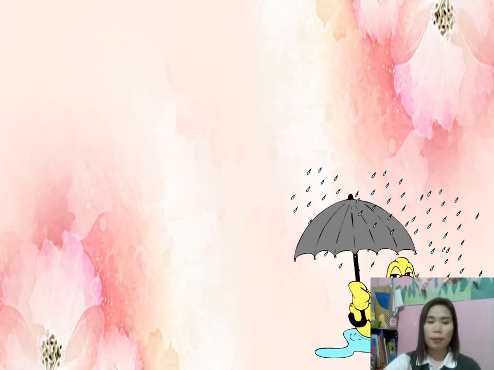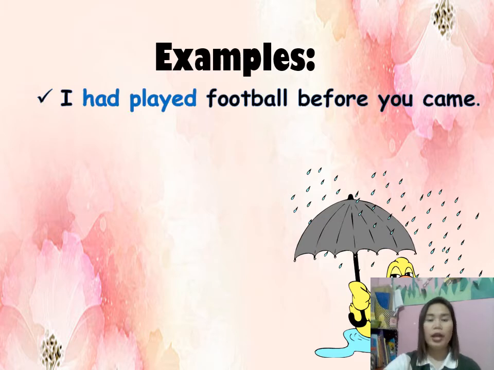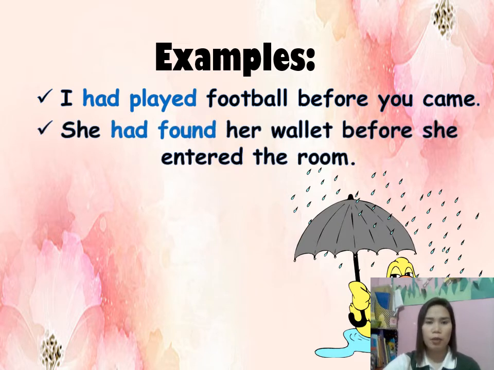First example we have: I had played football before you came. There are two actions. First is had played and the other one is came. Here the action of playing was already completed before the action of coming. Both actions happened, or are already completed, in the past. Next we have: she had found her wallet before she entered the room. So had found and entered.